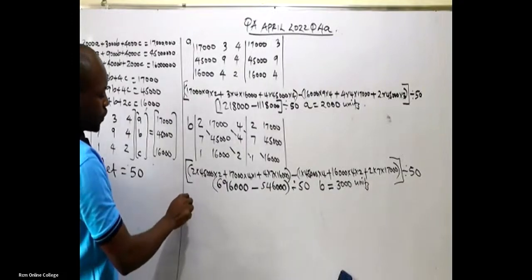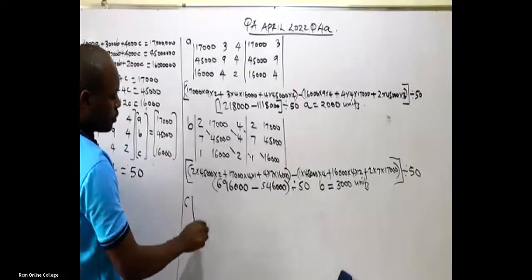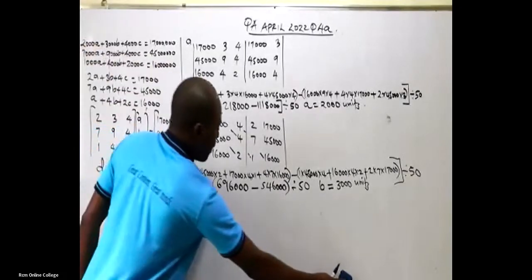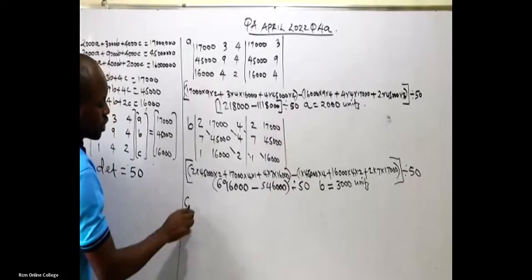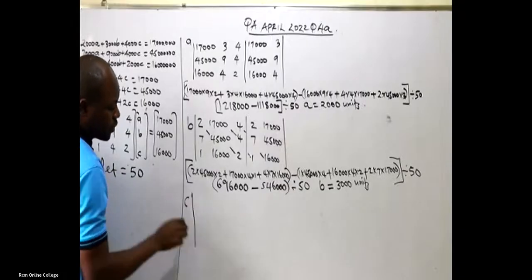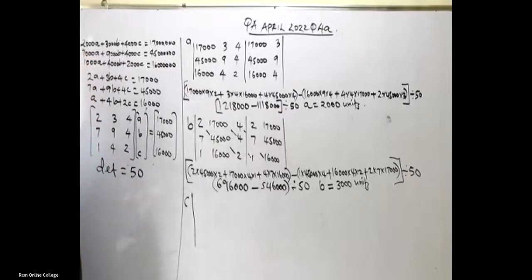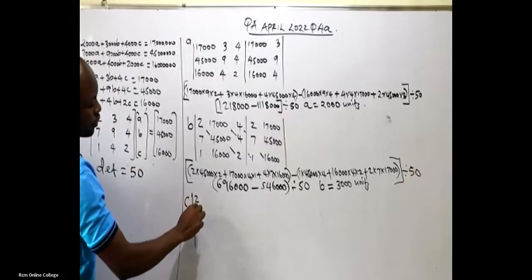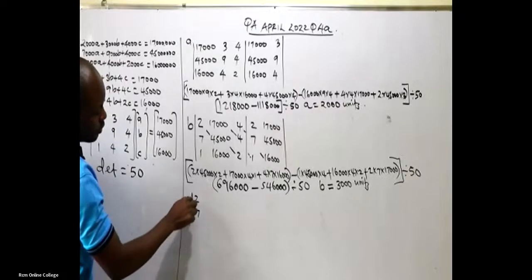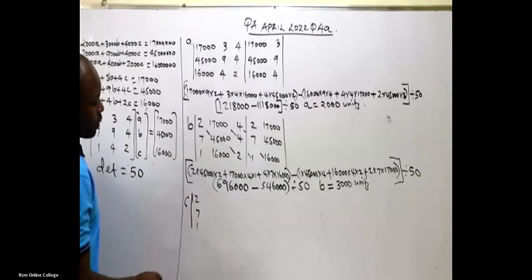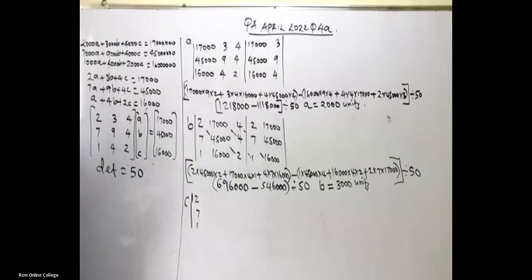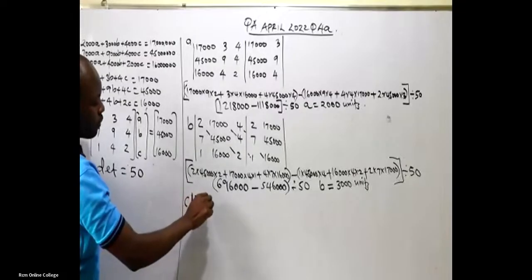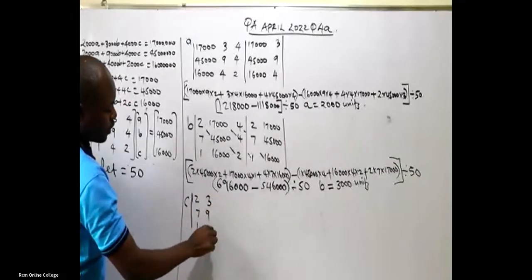Let us see if this space will be enough. I want us to get the value for C. For the value of C, we need a new matrix. Can somebody help us get the new matrix? What should we put together? The first column, 2, 7, 1. I will come to the original one. The second column, 3, 9, 4. Some people are following this correctly.